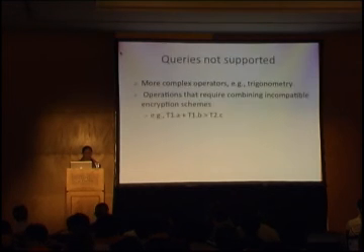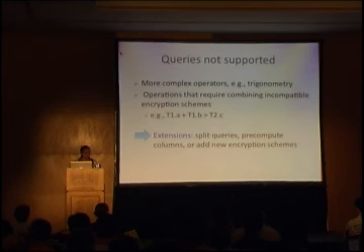Before looking at real queries, let's understand what queries CryptDB generally does not support. These are more complex operators such as square root or trigonometry, or operations that require combining incompatible encryption schemes. For example, CryptDB does not support a plus b greater than c, because in order to compute a plus b, we would use homomorphic encryption, so the summation of a and b would be encrypted with homomorphic encryption, which cannot be compared to some other value because the homomorphic encryption scheme we use does not support comparison. CryptDB could be extended to support such queries by splitting a query into multiple queries, by pre-computing columns, or by adding new encryption schemes.